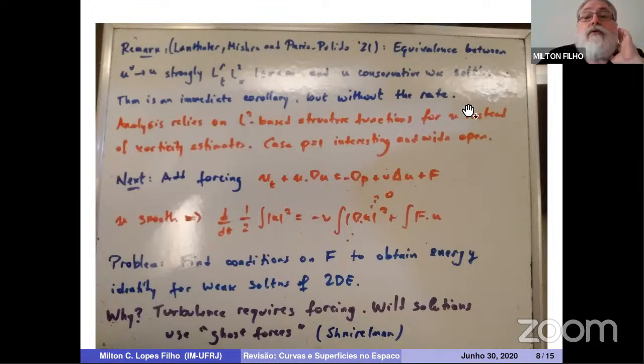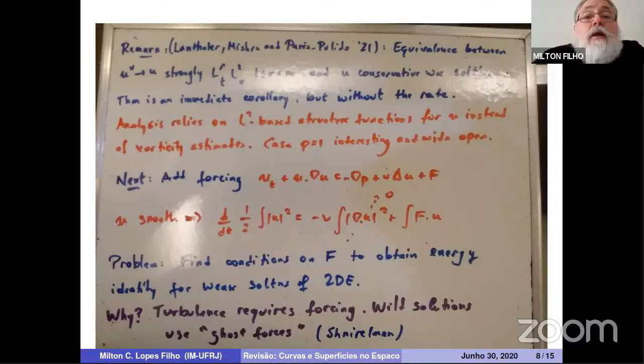I'm sorry, once you have that conservation of energy, the theorem that we proved is an immediate corollary of this, because this will be the Duchon-Robert observation. Now this theorem includes our result as a corollary, but the analysis is quite different, and it relies on the study of something called the L2 based structure functions, which is well motivated by the study of turbulence, instead of vorticity estimates.